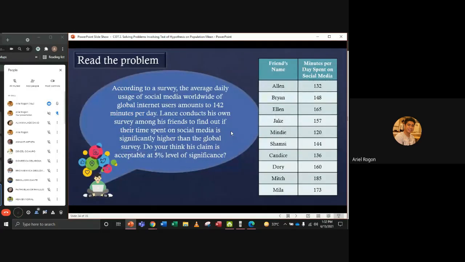So going back to the problem, sa kanina na binasa ni Miss O'Malley, we can now identify the given problem. So 142 here is what? Anong tawag natin? Population. Yes. Population mean po. Okay, so that is the population mean.